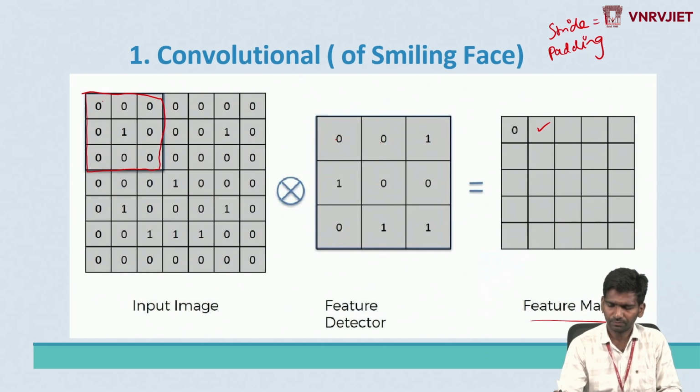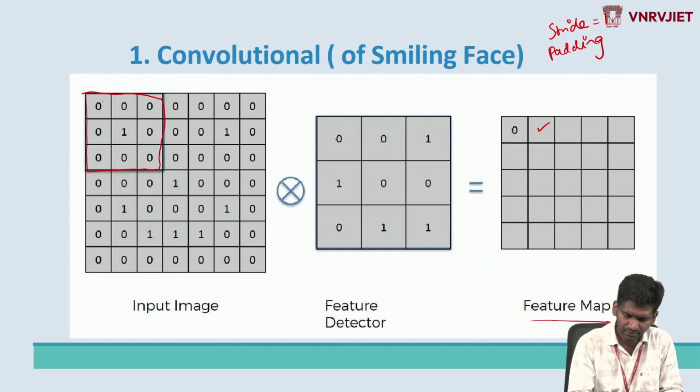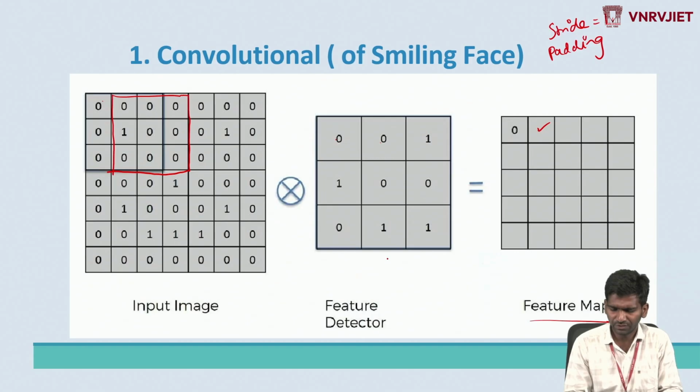If my stride is 1, then what can I do? I will take this one, then I will take this next 3 cross 3, and again I will be doing multiplication with this feature detector. Now you tell me, all zeros are there, so I will get 0 only. Here 1 is there and here 1 is there, so I will get 1 here, because 1 is here and 1 is here. Remaining all are zeros.